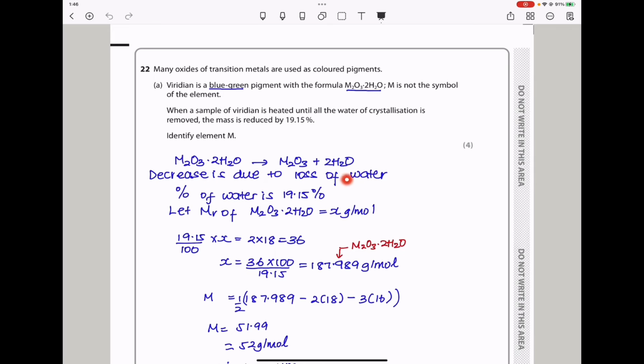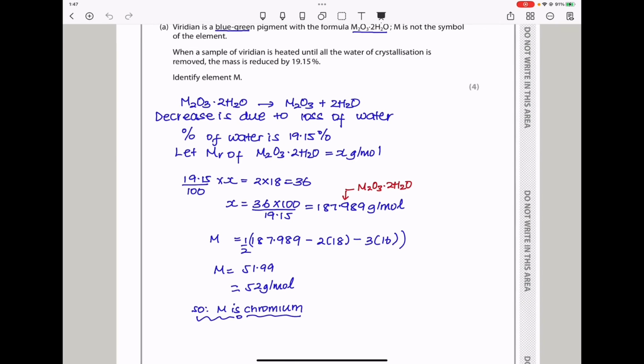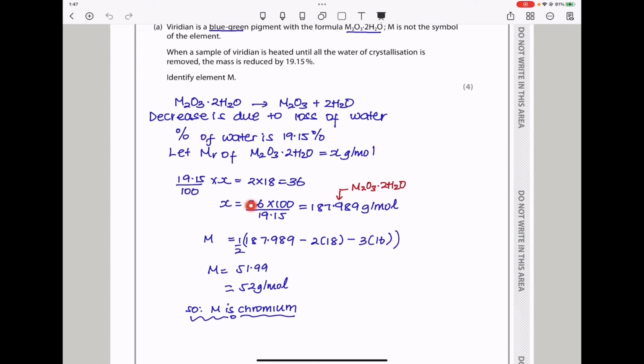The decrease is going to be due to loss of water. And remember, the mass is reduced by 19.15. So 19.15 divided by 100 of the total is going to equal the water lost. Since each water is 18, times 2 is 36. So the total is going to be 36 times 100 divided by 19.15, giving me 187.98 grams per mole as the molar mass of the whole thing.